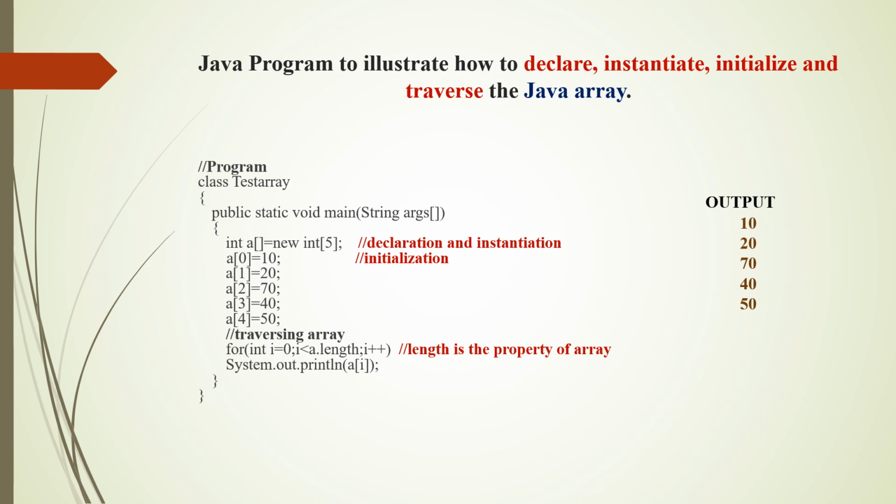So when i is 0, it will print a[0]. When i is 1, a[1]. So we will get the values 10, 20. When a[2] is printed, it will give 70. a[3] is 40. a[4] is 50.